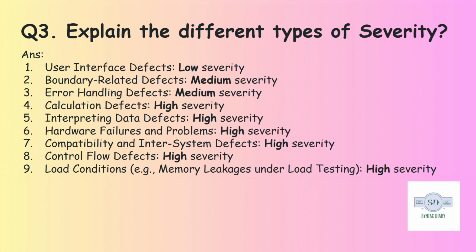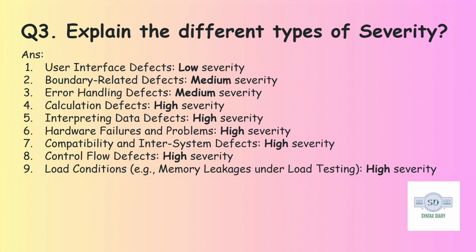Explain the different types of severity. User interface defects, that is low severity. Boundary related defects, that is medium severity. Error handling defects, that is medium severity. Calculation defects, that is high severity. Interpreting data defects, that is high severity. Hardware failures and problems, that is high severity. Compatibility and inter-system defects, that is high severity. Control flow defects, that is high severity. Load conditions, example memory leakages under load testing, that is high severity.